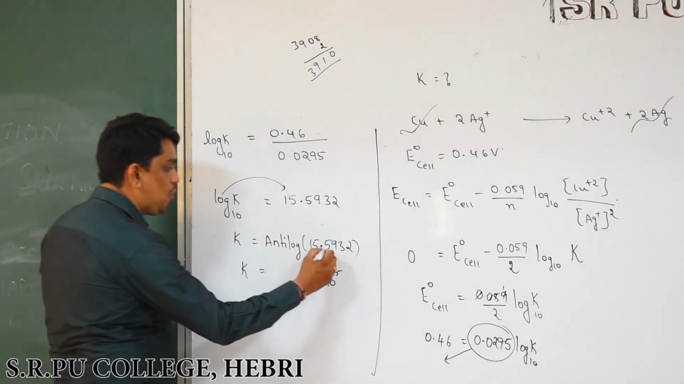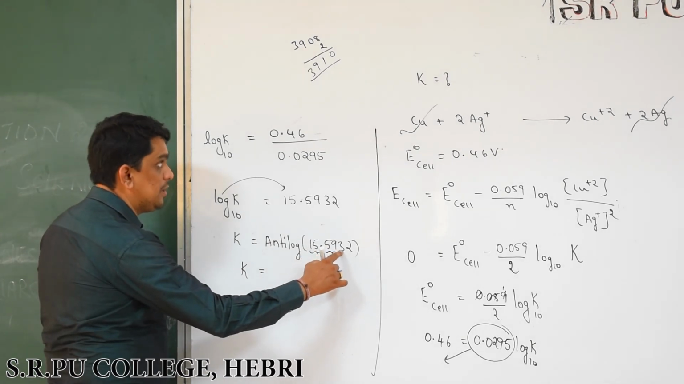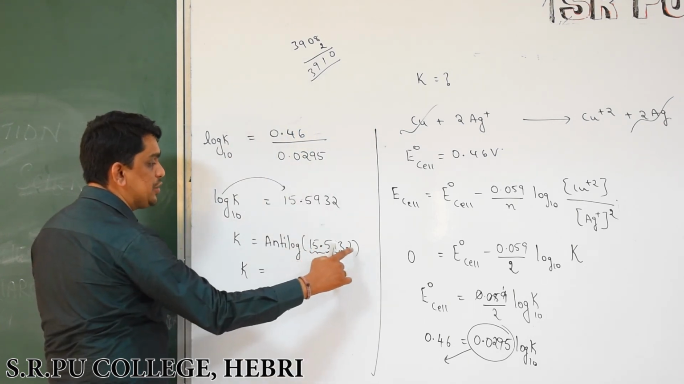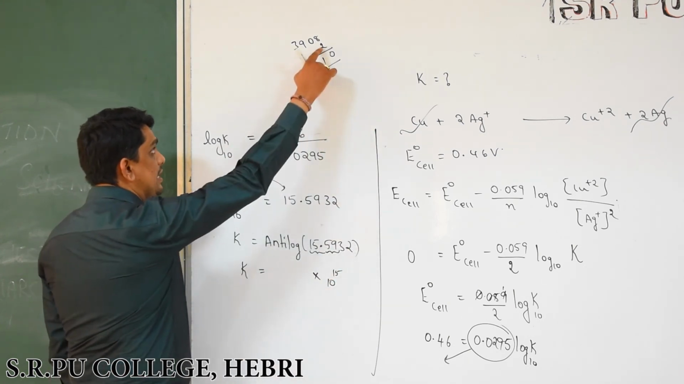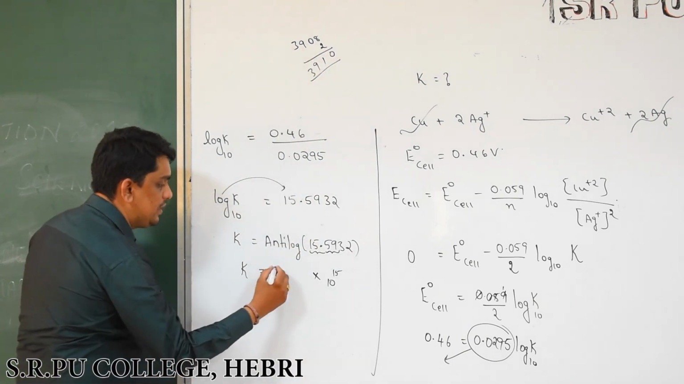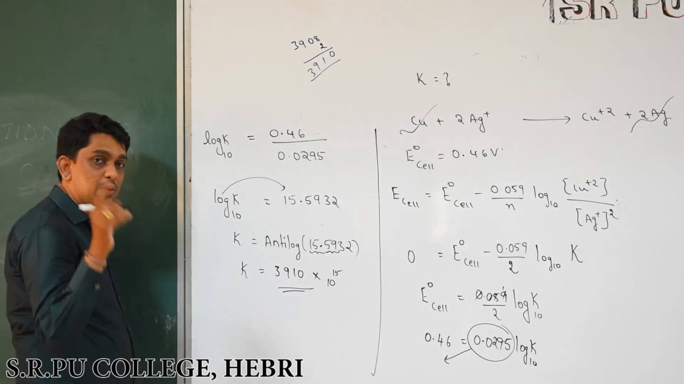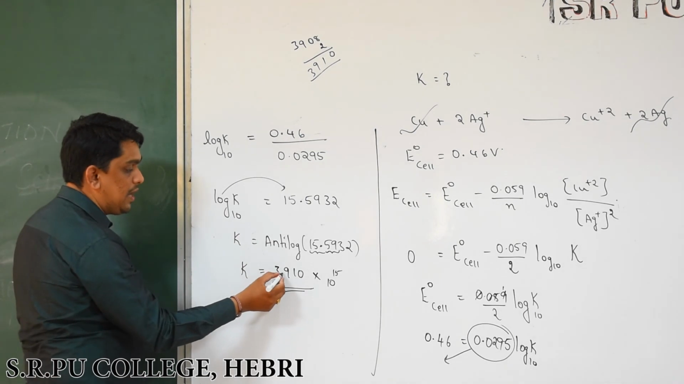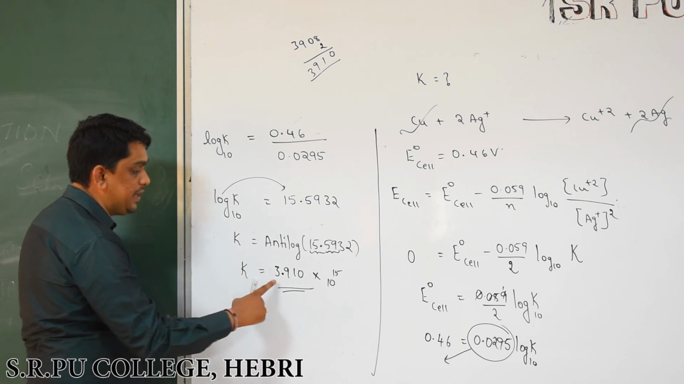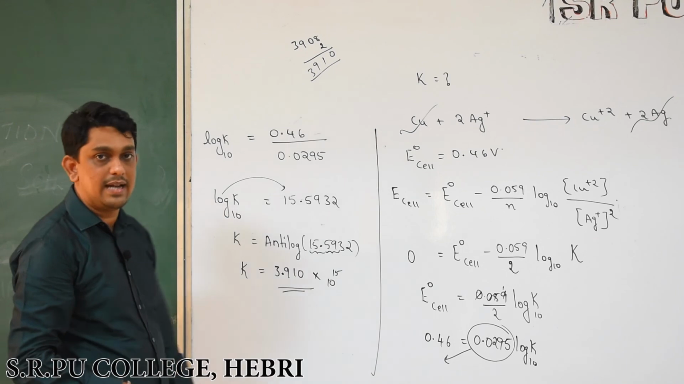Now I should see row 0.59. In the row 0.59, I should see column 3, value written 3908. In the same row, I should see sub-column 2, the value written is 2. Add them up, you will get 3910. As I told you people, after writing the value, you locate the decimal point after the first digit. So the value of equilibrium constant K is 3.910 into 10 to the power 15. That's it. Thank you.